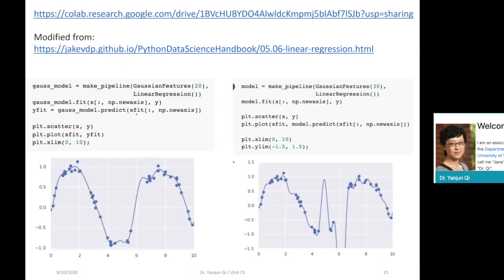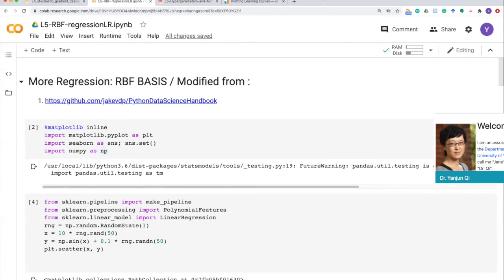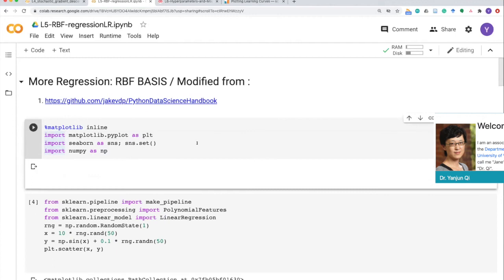I think next I'm going to show you a code run through a Colab notebook. I will stop my slide share and then go to my L5. In the slides, on that original page, I actually shared the link. So this is the RBF regression notebook code I modified from the Python Data Science Handbook. Let's see if it runs well.